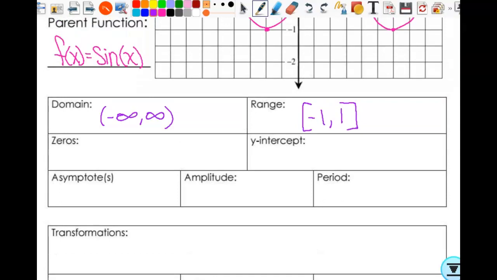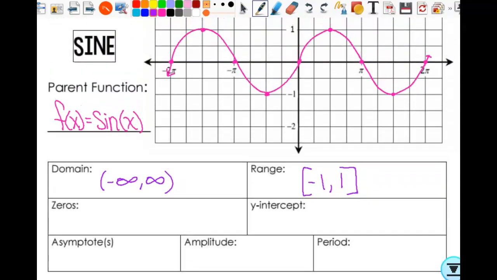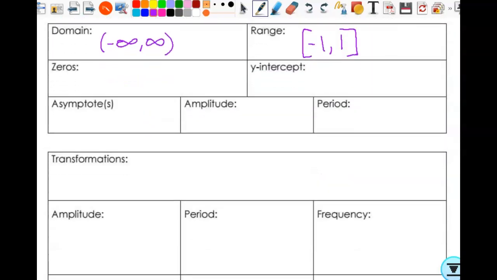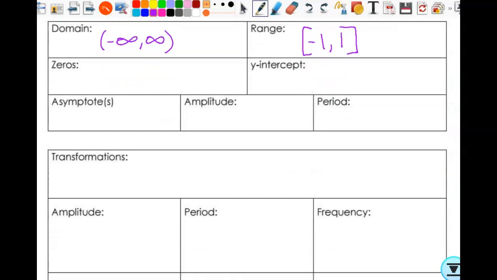All right, what about our zeros? 0, pi, 2 pi, 3 pi, 4 pi, 5 pi, 6 pi, right? How many zeros am I going to have? An infinite amount, right? So I'm going to have an infinite amount of zeros because it keeps repeating. But they start at 0, then it happens at pi, then at 2 pi. So they're happening every how often? Every pi, right? Every pi units I have one. So here's what our zeros look like. It's a set of zeros because there's an infinite amount, right?